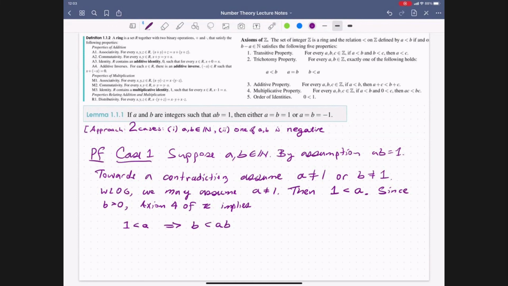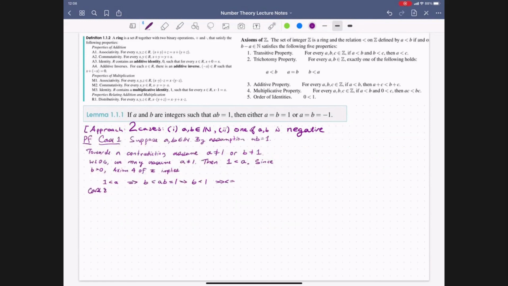But now we have a problem because the assumption is that A times B is 1. And so we have B is less than 1. But this is a contradiction, because B is assumed to be a natural number, and the least natural number is 1. But now we are saying that there is a natural number less than 1. And so this is a contradiction, so we are done here. So let's do case 2.